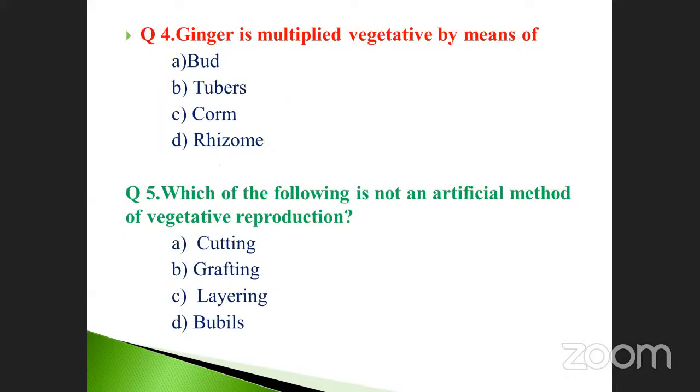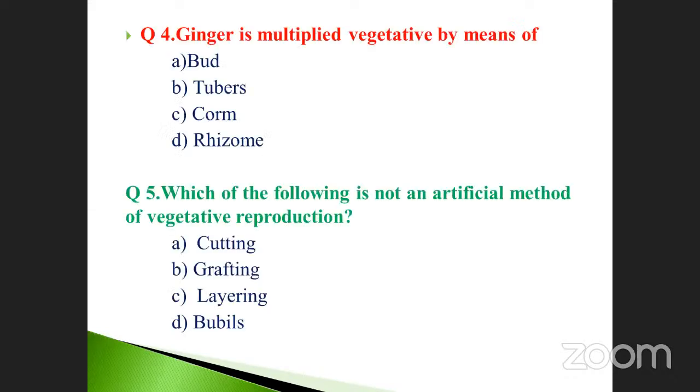Ginger multiplies vegetatively by means of rhizome. Very good. Which of the following is not an artificial method of vegetative propagation? Bulbils. Very good. Super. I think this part is finished.